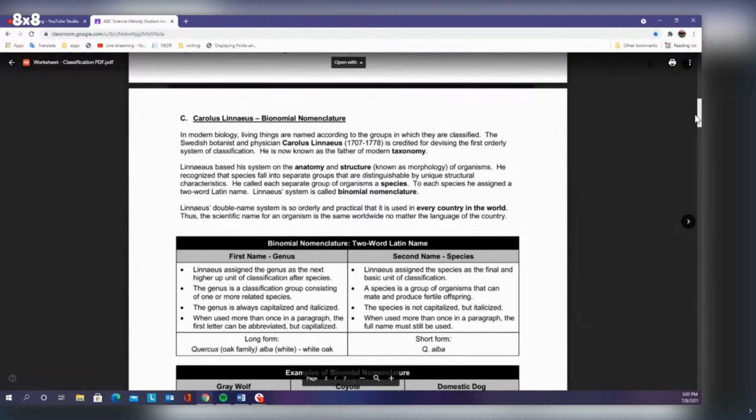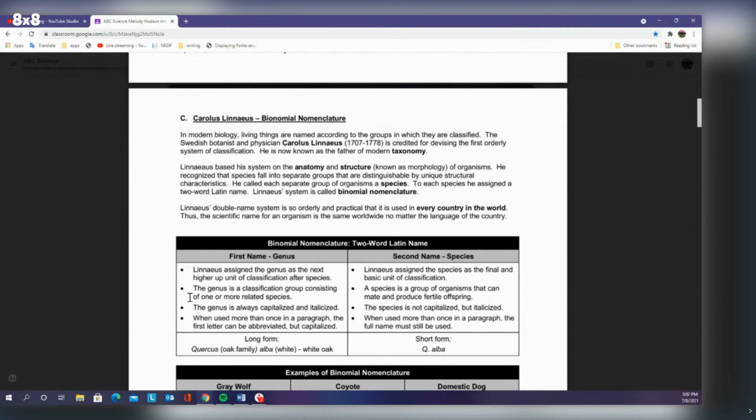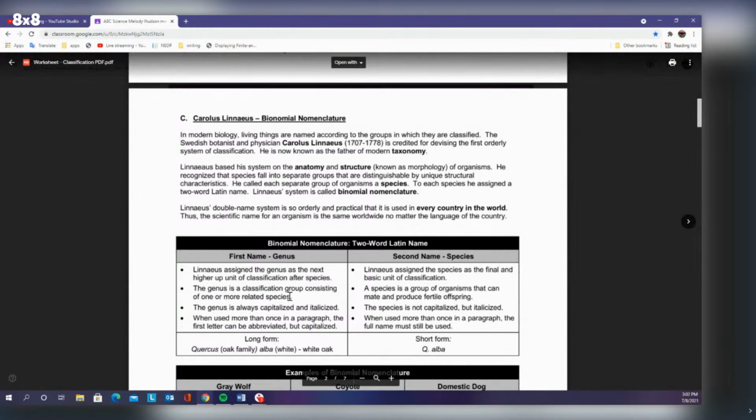So we use anatomy of the animal and we look at the body type, structure of the organism. And species, again, animals that can reproduce and create fertile offspring are called a species. Okay, so his name system is used by scientists all over the world. The first name gives us the genus, and the second name gives us the species. And the genus is a little more specific, and it's a group consisting of one or more related species.